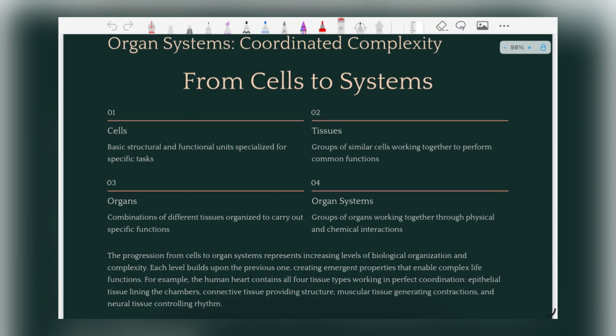Organ systems, coordinated complexity from cells to systems. Cells: basic structural and functional units specialized for specific tasks. Tissues: groups of similar cells working together to perform common functions. Organs: combinations of different tissues organized to carry out specific functions. Organ systems: groups of organs working together through physical and chemical interaction.